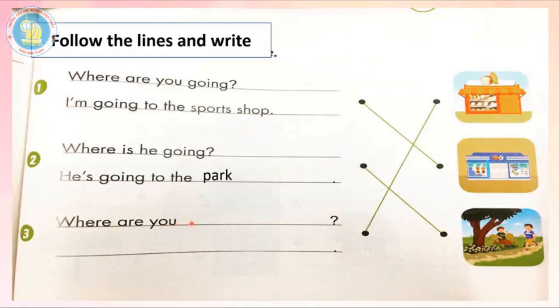Now you look at number three. Where are you going? Look at the line. Bakery. Correct. Then you write, where are you going? That's right. And the answer is, I'm going to the bakery. Excellent. Now everyone, you listen and repeat. Where are you going? I'm going to the bakery. Good job. Thank you, everyone.